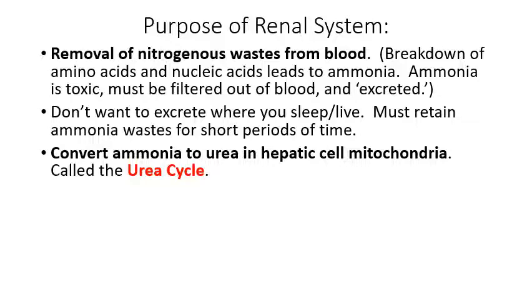And so if we're going to retain it for a little while, we generally convert the ammonia into a less toxic compound called urea. And this is accomplished through a series of chemical reactions that take place mostly in the mitochondria of the liver. And this series of chemical reactions is referred to as the urea cycle.